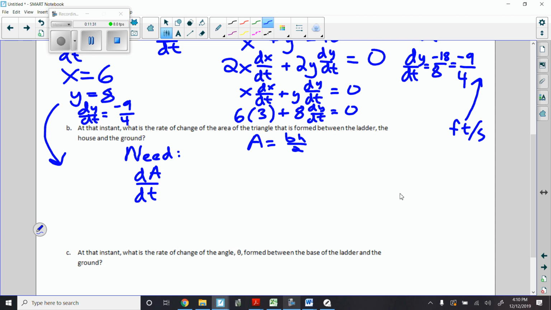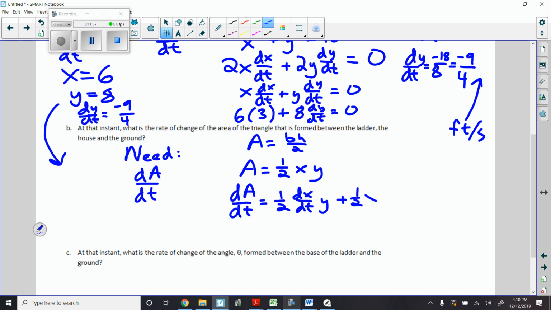I introduced B and H, and I haven't been using B and H. Should be using half X and Y. Right? So you might make a mistake like that. I'll pretend like that was an intentional mistake, even though it wasn't. My derivative then, I'm still doing my product rule. It's going to be half dx dt y plus half x dy dt. Now it makes more sense plugging in.